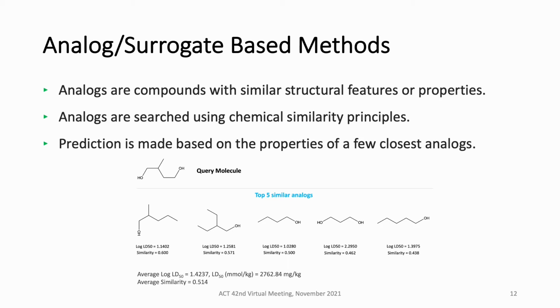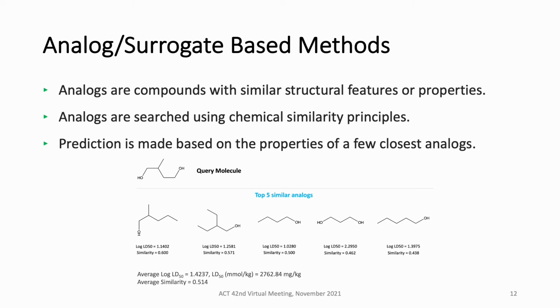Once we have made a search for a particular query compound, we can make a prediction based on the properties or biological activity of a few closest or very similar analogs. So the basic assumption here is that similar chemicals share similar biological or physical chemical properties.